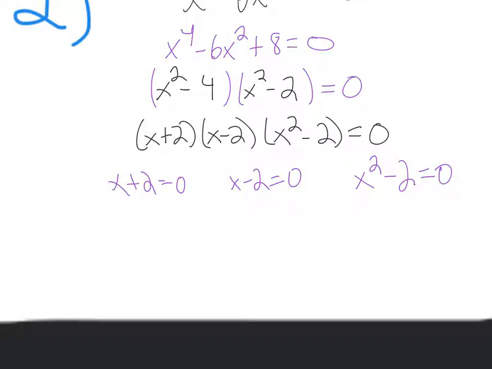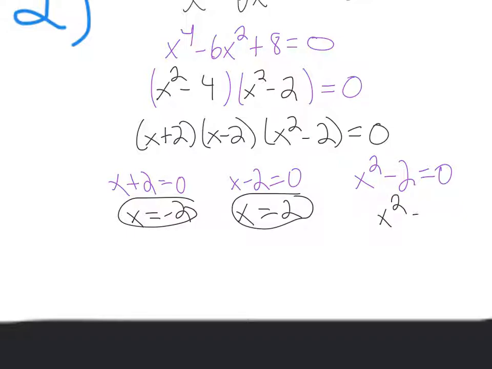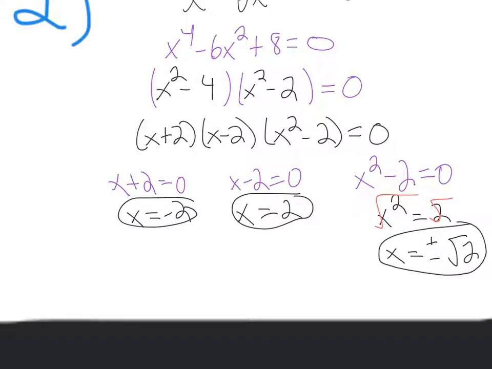Okay, first one, you just get x equals negative 2. That's a solution. Second one, you get x equals 2. That's a solution. And then the third one, add 2 to both sides, and you get x squared equals 2. Take the square root of both sides, and you get x equals plus or minus square root of 2. So basically you have 4 answers here: x equals negative 2, x equals 2, x equals positive square root 2, and x equals negative square root 2.